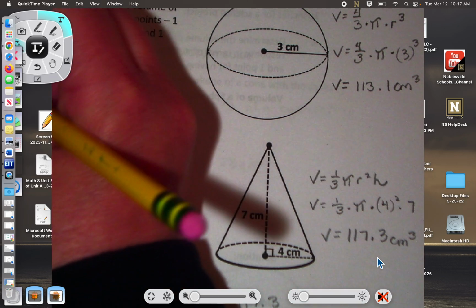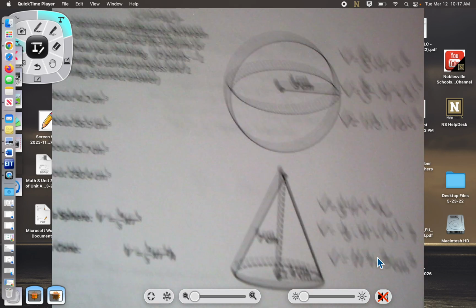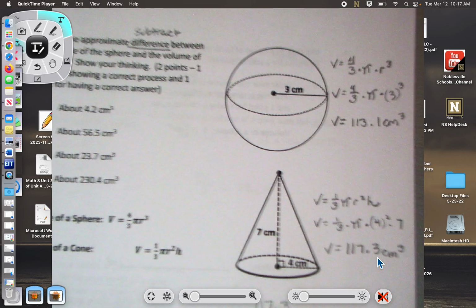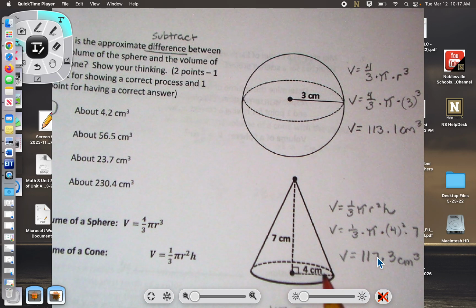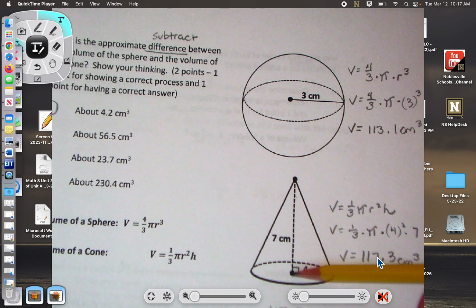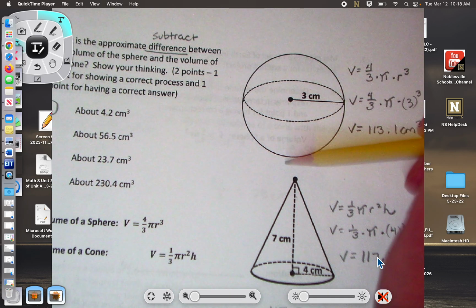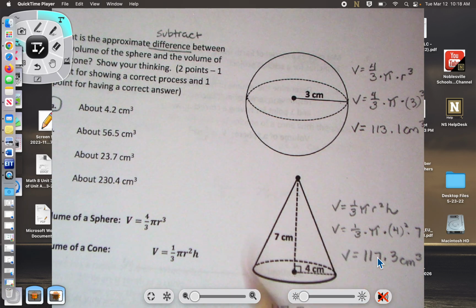So my answer would be A. And some of you might be thinking, but that doesn't make sense. How does that cone have a bigger volume than that sphere? Well, if you look at the radius here, we have 4. This is only 3. And our height here is 7. And our height here would be totally different. It would only be 6. So it makes sense that this actually looks smaller, but it does have a slightly bigger volume because of the dimensions.